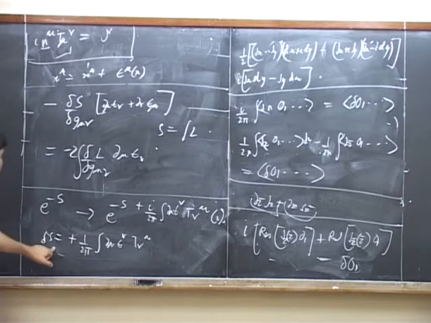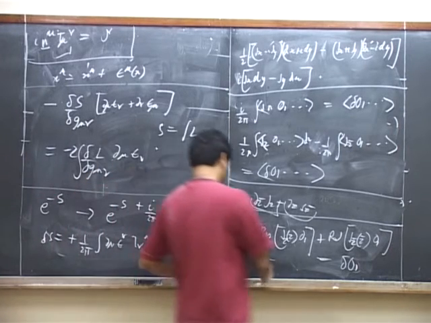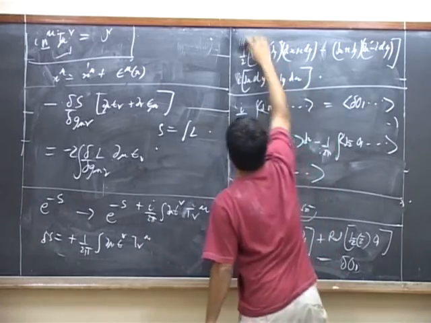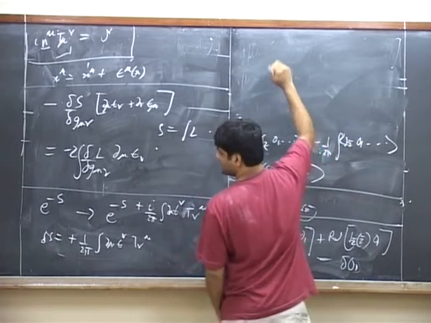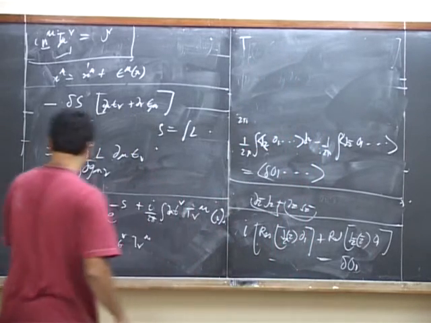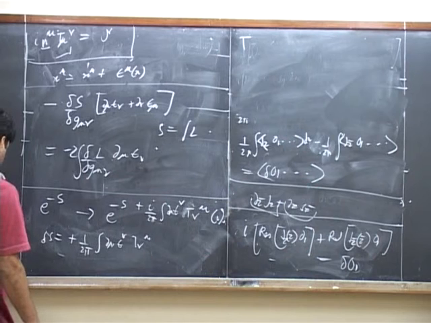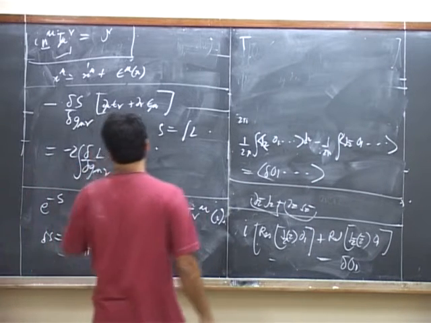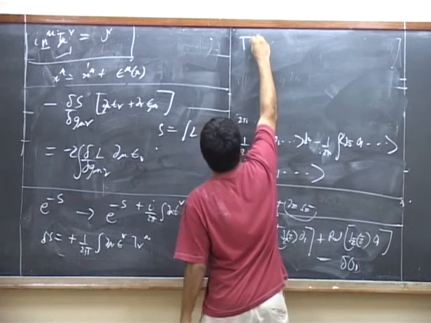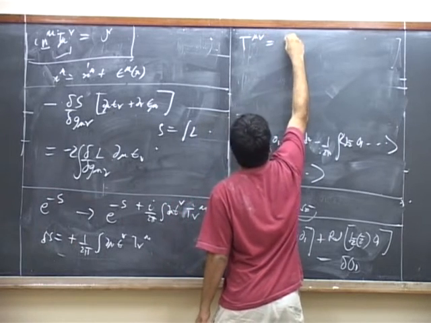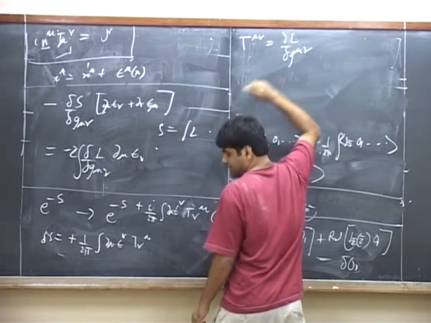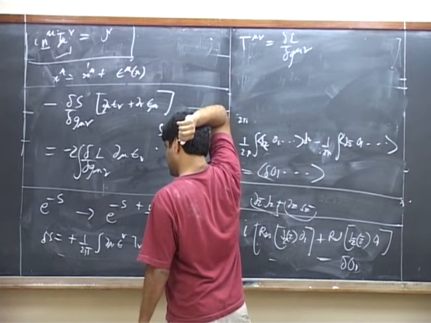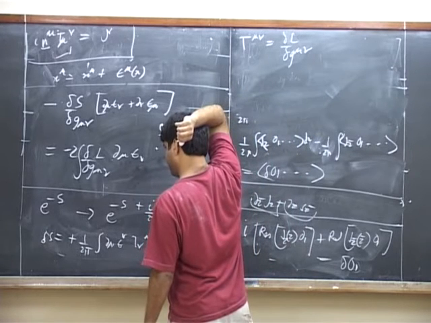But we've seen that delta S is minus of this, and so we conclude that T, and of course we can raise and lower indices at will, so T mu nu is equal to del L by delta G mu nu times minus 4 pi.